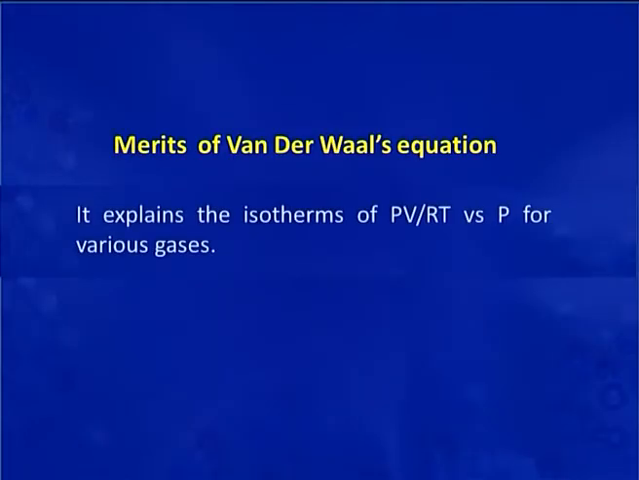Now, we will check the merits of the van der Waals equation. The van der Waals equation holds good for real gases up to moderately high pressures. It explains the isotherms of PV by RT versus pressure for various gases. And from this equation, it is possible to obtain expressions for Boyle's temperature, critical constants, and inversion temperature in terms of the van der Waals constants a and b.